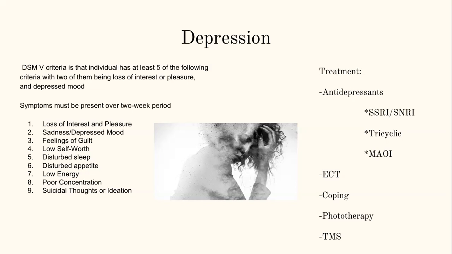So, again, you want to avoid using MAOIs, but if you do, you want to discourage the patient from eating foods with tyramine. And that could be things like aged cheeses, fermented fruits, alcohol, red meats, beans and legumes. And just a different variety of foods. Non-pharmacological treatments that we can use for depression, again, are our coping skills, our ECT, our phototherapy, and our transmagnetic stimulation, which we've already talked about.